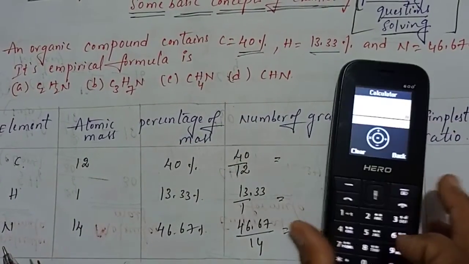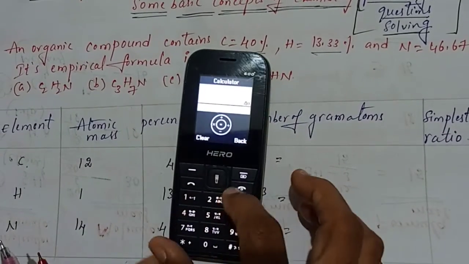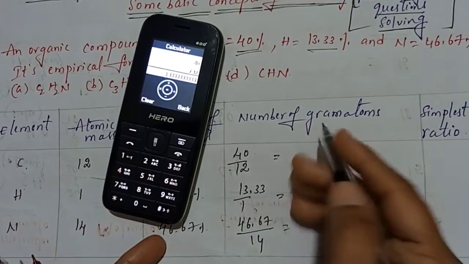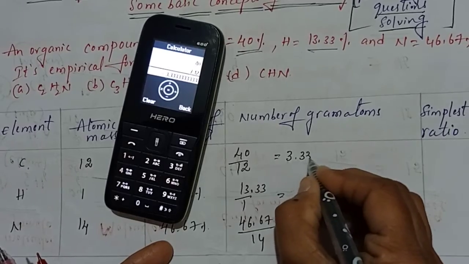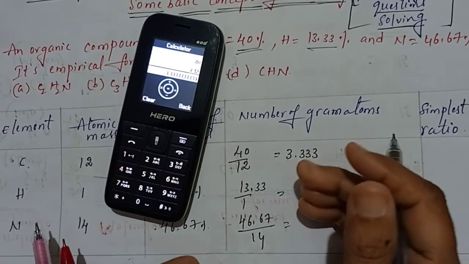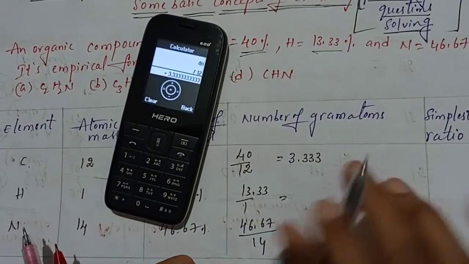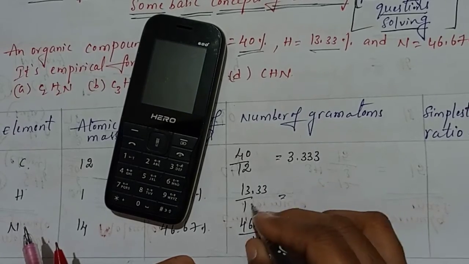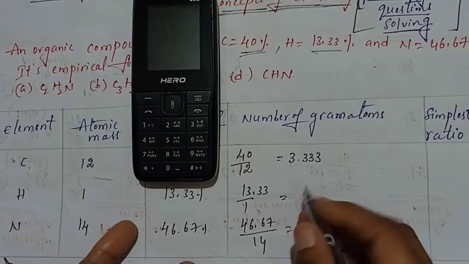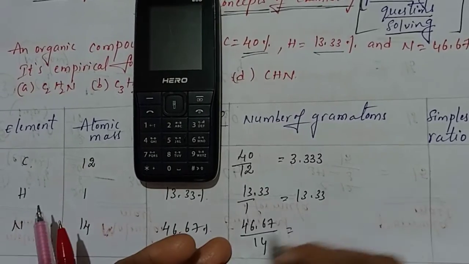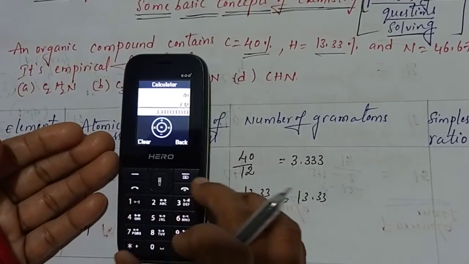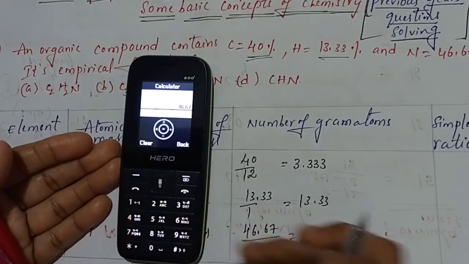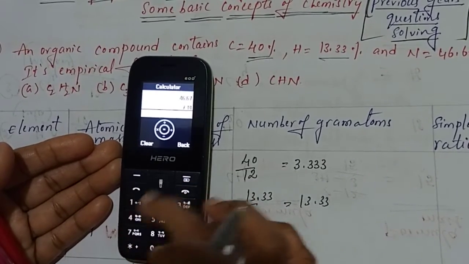Now how much, students? 40 by 12, I am going to calculate 40 divided by 12. How much, students? 3.33. Clear? We got 3.333, or we can take up to 2 digits, students. 3.33 also we can take. Okay, 13.33 by 1, how much will you get, students? Hydrogen's atomic mass is 1, so you will get 13.33 only. And next 46.67 by 14. 46.67 divided by 14, how much, students?